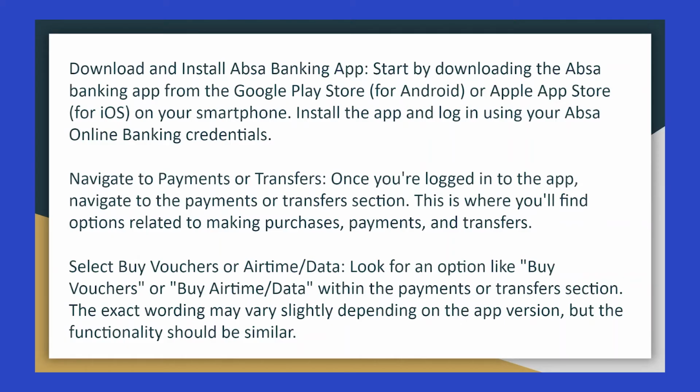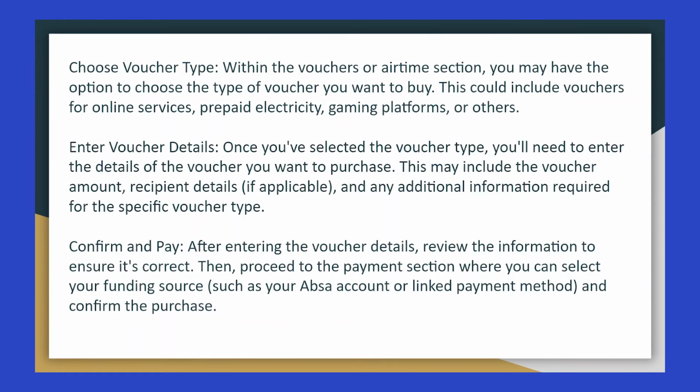Look for an option like buy vouchers or buy airtime or data within the payments or transfer section. The exact wording may vary slightly depending on the app version, but the functionality should be similar. Within the vouchers or airtime section, you may have the option to choose the type of voucher you want to buy. This could include vouchers for online services, prepaid electricity, gaming platforms, or others.